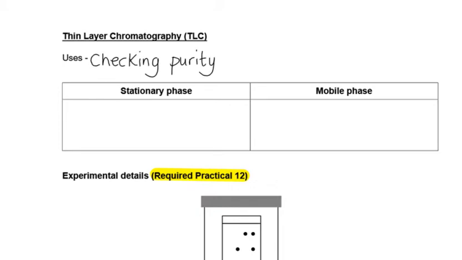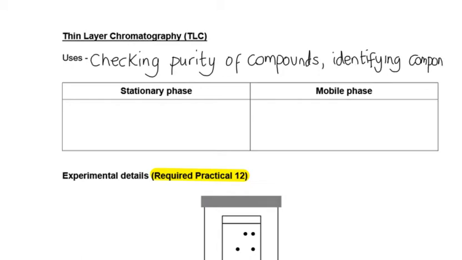So you maybe have made a chemical in a process, maybe you've made some aspirin, and you want to check that you only have aspirin present and none of the other things that you used to make it are still there. Or to identify components in a mixture. So maybe you've hydrolyzed a protein and you want to know which amino acids were there.